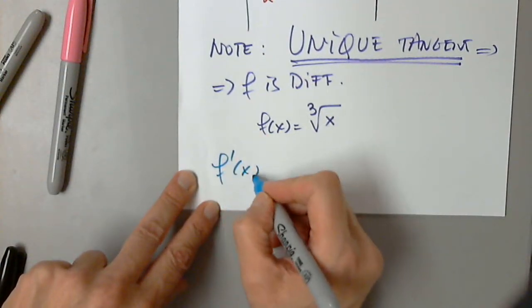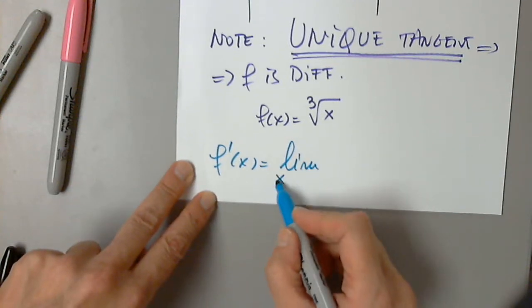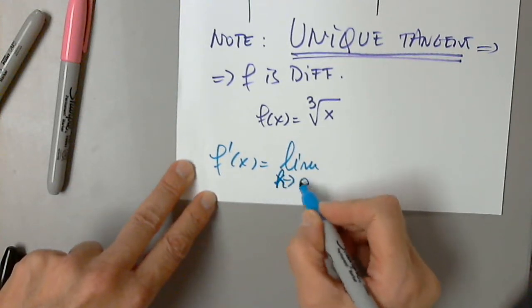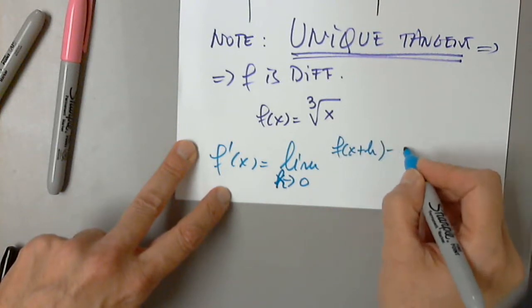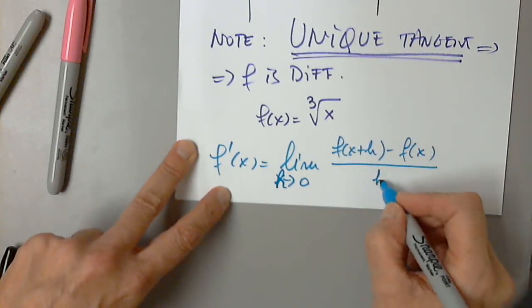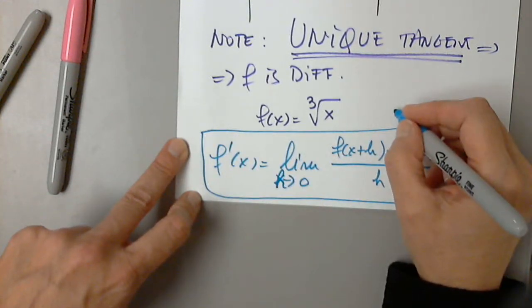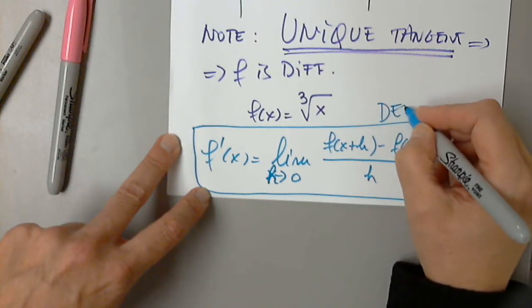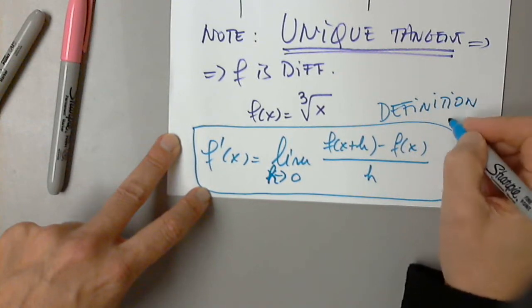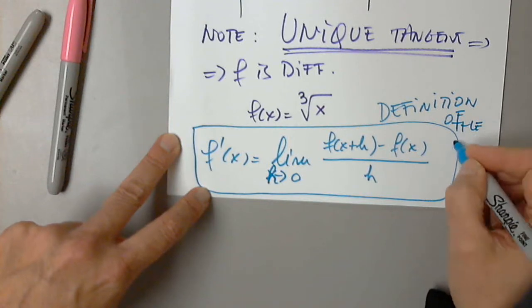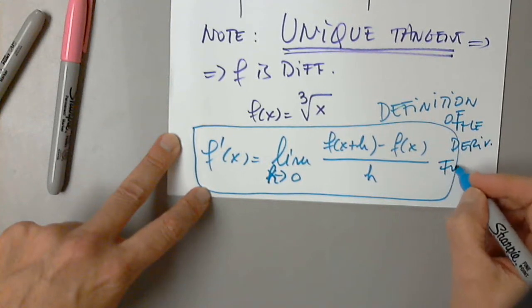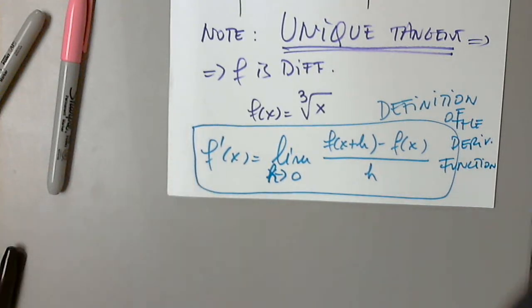So f prime of x equals the limit as h approaches 0 of f of x plus h minus f of x, divided by h. This is the only definition of the derivative. Definition of the derivative function. There is only one. So the question now is to illustrate what happens with that vertical tangent.